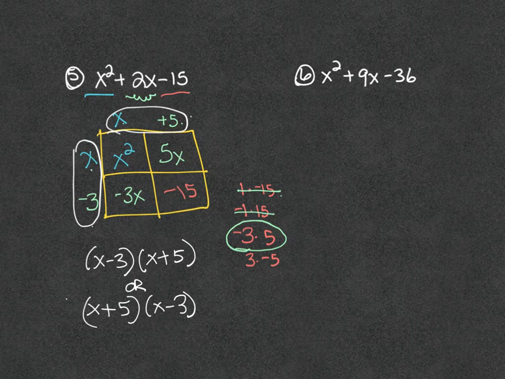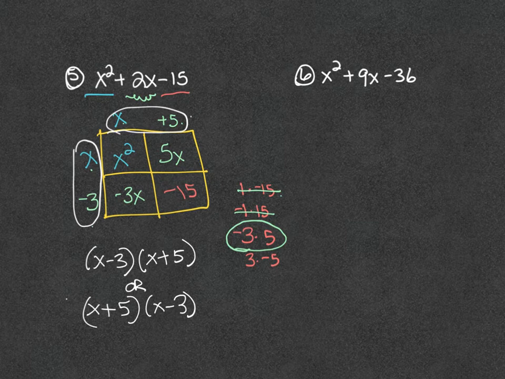What I do need to be careful about, and this is very important, is that the 3 is negative and the 5 is positive, because we saw that that is what creates this positive 2x. If I switch it and made it a positive 3 and a negative 5, I would have a negative 2x, which is not what I have in the original problem.